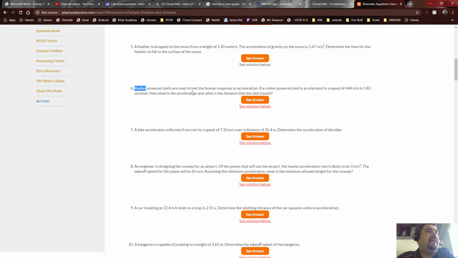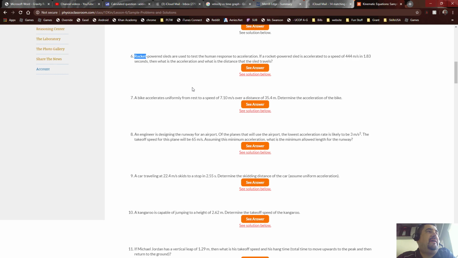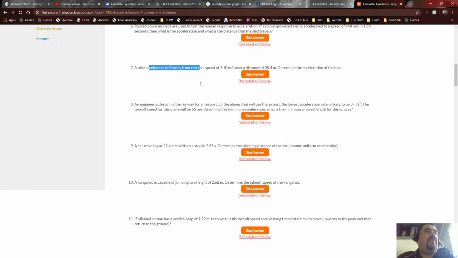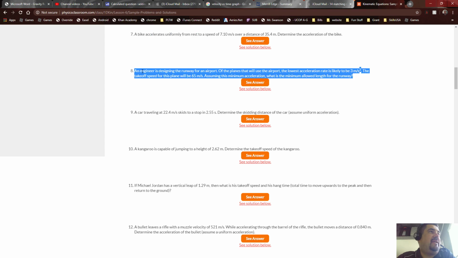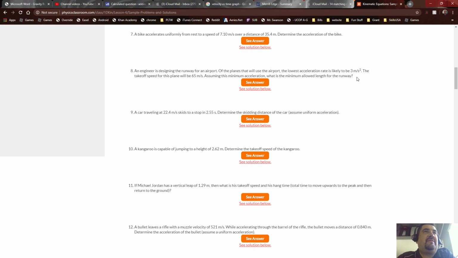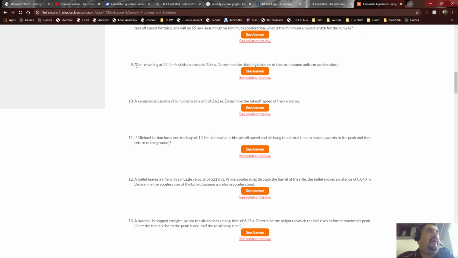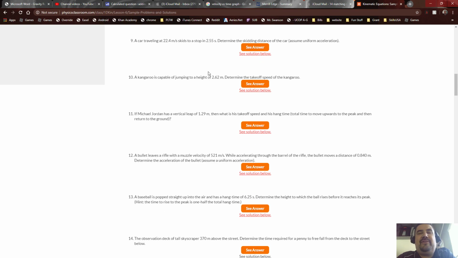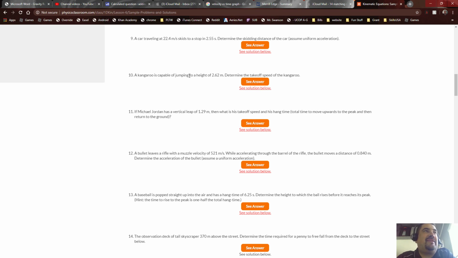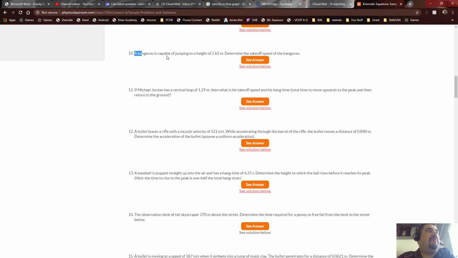Rocket-powered sled, definitely not a gravity problem. A bike accelerates uniformly, does not sound like a gravity problem. An engineer designs a runway for an airport. This is not a gravity problem, it has a different acceleration rate. A car traveling, unless it's falling off a cliff or something, is not a gravity problem. A kangaroo is capable of jumping to a height of this. Determine the takeoff speed. So there we go.